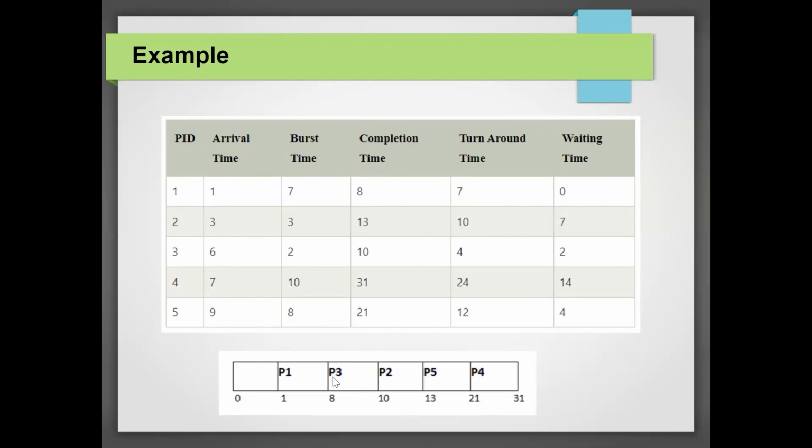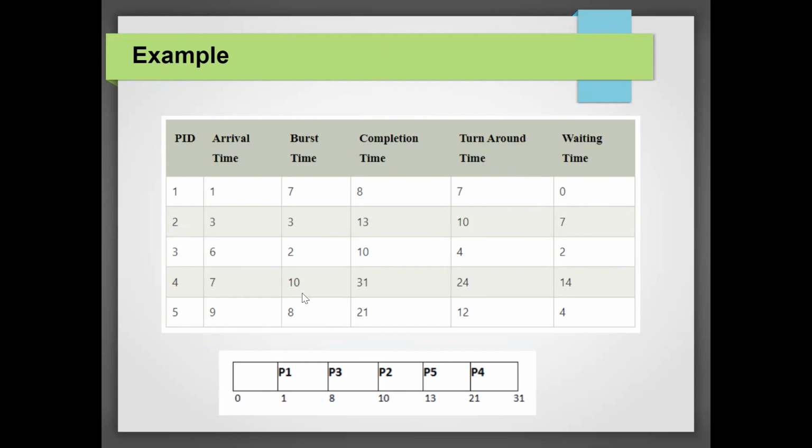P3 executes for 2 units, and at the time of 10, P3 completes its execution. Also at the time of 10, one more process arrived in the ready queue, called process P5. Now I am having 3 processes, P2, P4, P5 in the ready queue. So among these 3 processes, which one do I have to choose? I have to choose the process P2, since process P2 has the lowest burst time. So I have scheduled process P2 next. The process P2 executes for 3 units, and at the time of 13, the process P2 completed execution.